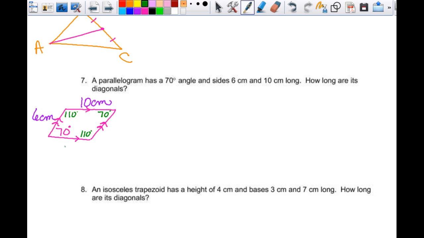Okay, what's the length of this side? 10. And what's the length of this side? 6. Okay. And so what it asks me for are how long are the diagonals? Are the diagonals congruent? What do you think? If you're not sure about things, draw yourself a little example and draw yourself like a drastic example. So couldn't a parallelogram look like this?